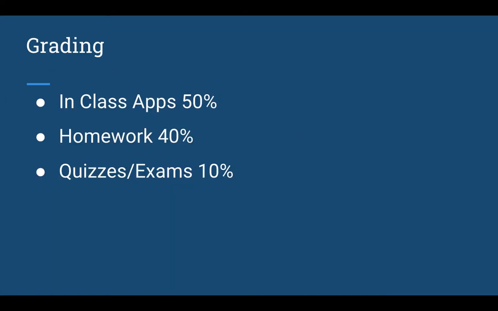Quick review of the grading. The apps, or what we might think of as the in-class work, are about 50% of the grade. Homework is 40% of the grade. Don't anticipate a whole lot of quizzes or exams, if any at all, other than some check-ins on concepts, but don't worry too much about that. If you put the time into the apps and the homework, you are going to be fine.